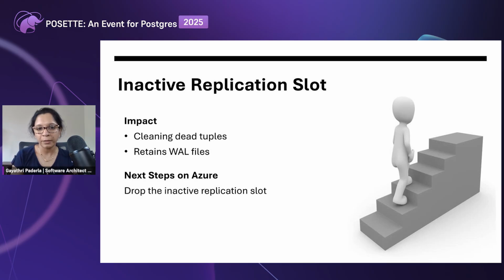So to avoid getting into a scenario where your disk is being utilized and your dead tuples are not getting cleaned, which in turn impacts the query performance and the server performance, we ask you to drop the inactive replication slot. So a recommendation is triggered on your server if we identify there is an inactive replication slot, and the recommended actions within that recommendation would point you how you could drop that inactive replication slot.